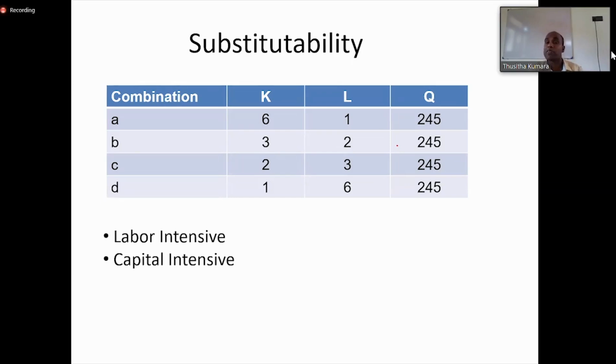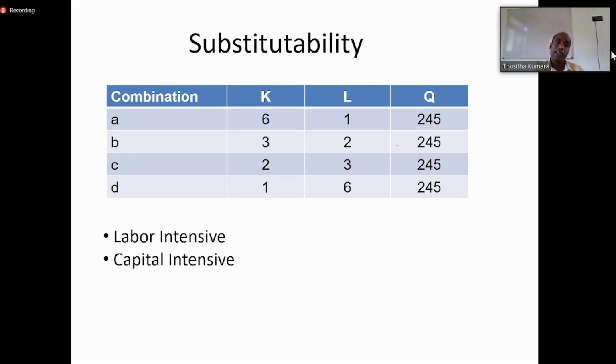We call this substitutability. We can substitute something for something else. We have a certain amount of capital, a certain amount of labor. Then instead of labor, what we can do, we can give up some capital and put that in the labor. Still we are getting the same amount of output. So this is called substitutability. Substitutability means we can substitute one thing for the other, but our output will still be the same.